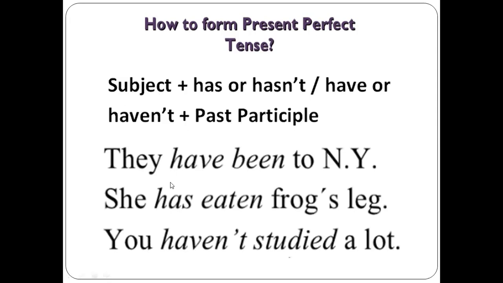For example, they have been to New York. So they here is the subject. And have, so again, if the subject is plural, we have to use have. So they have been to New York. Next one, she has eaten frog's leg. So she here is the subject, and since the subject is singular, we have to use has. And past participle, eaten. Okay?